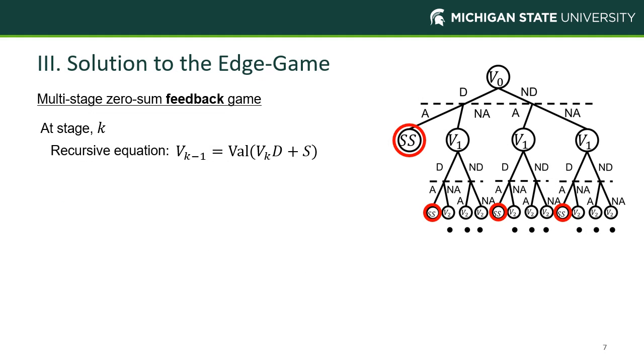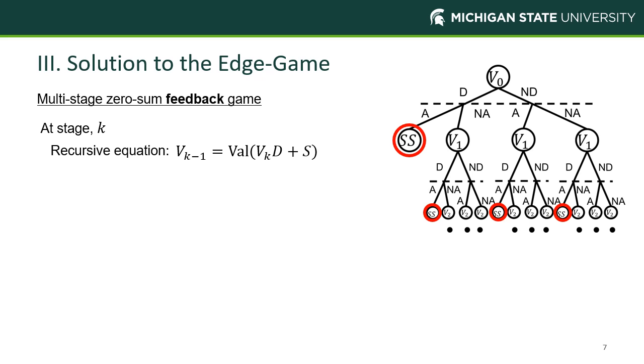Here we determine a method on how to solve the edge game. The edge game is a multi-stage zero-sum feedback game. I emphasize feedback here because at any given stage, the attacker and defender are completely aware of the game state, that is, what actions of both the players led to this current state.